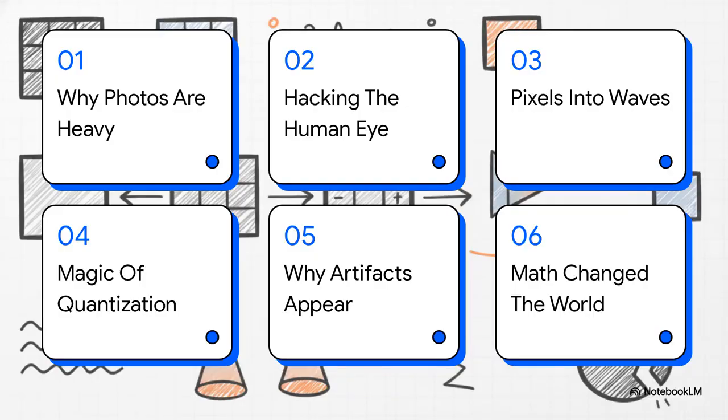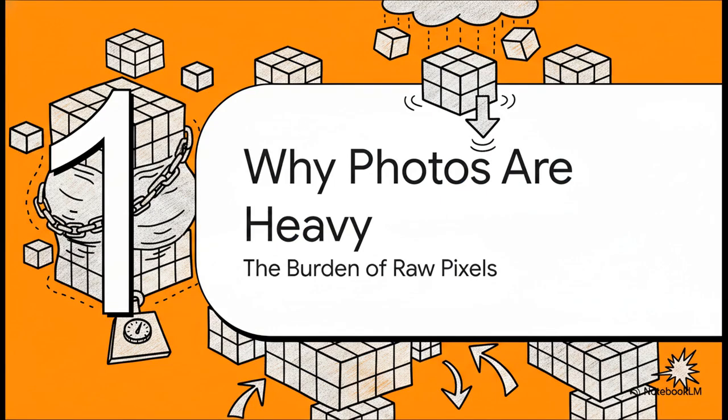Here's our quick roadmap for today's explainer. 1. Why photos are heavy. 2. Hacking the human eye. 3. Converting pixels into waves. 4. The magic of quantization. 5. Why artifacts appear. And 6. Math that changed the world. All right, let's jump right into part 1.